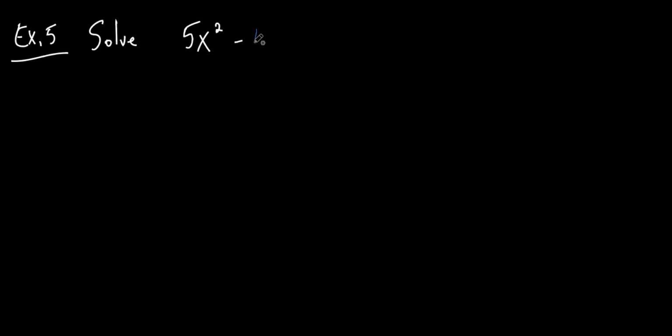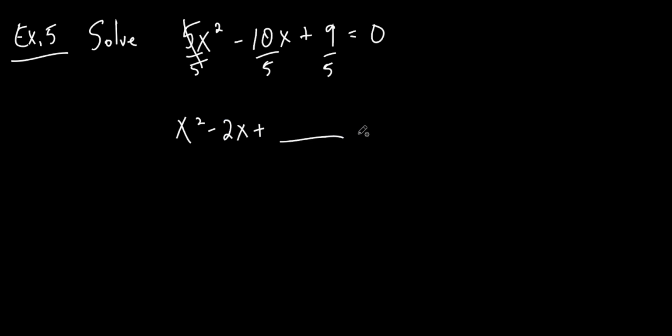5x squared minus 10x plus 9 equals 0. Can we do this in 2 minutes? Let's try it. Divide everything by 5. So let's go fast. So write fast, or you could just watch the video. I'm just going to keep that 0. Is that all right? Even though I do divide by 5, I'm sorry. So what do we got? x squared minus 2x plus blank equals, let's move this to the other side, negative 9/5.